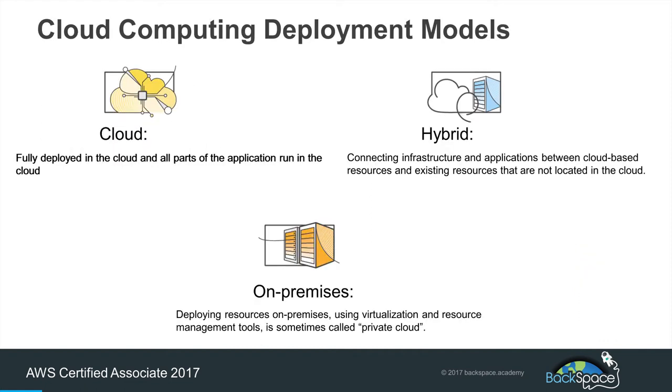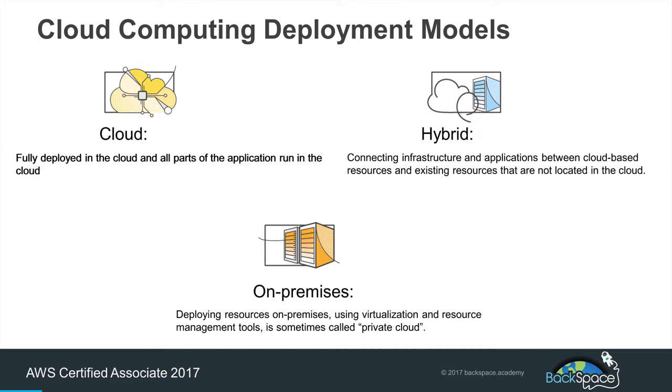There are a number of cloud computing deployment models, depending on whether we want to deploy 100% to the cloud or whether we want to take advantage of existing on-premises infrastructure as well. So the first one there is a fully cloud deployment, and that's where everything is fully deployed in the cloud and all parts of the application run in the cloud. We have hybrid solutions, where that is connecting the infrastructure and applications between cloud-based resources and our existing resources that are not located in the cloud.